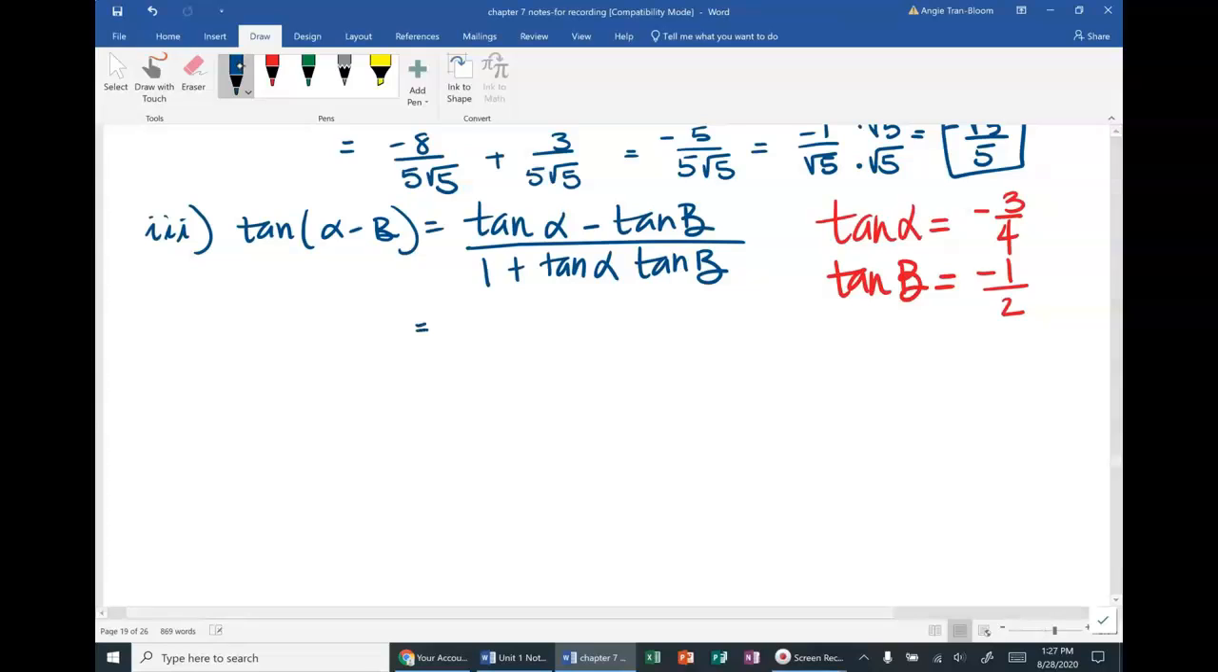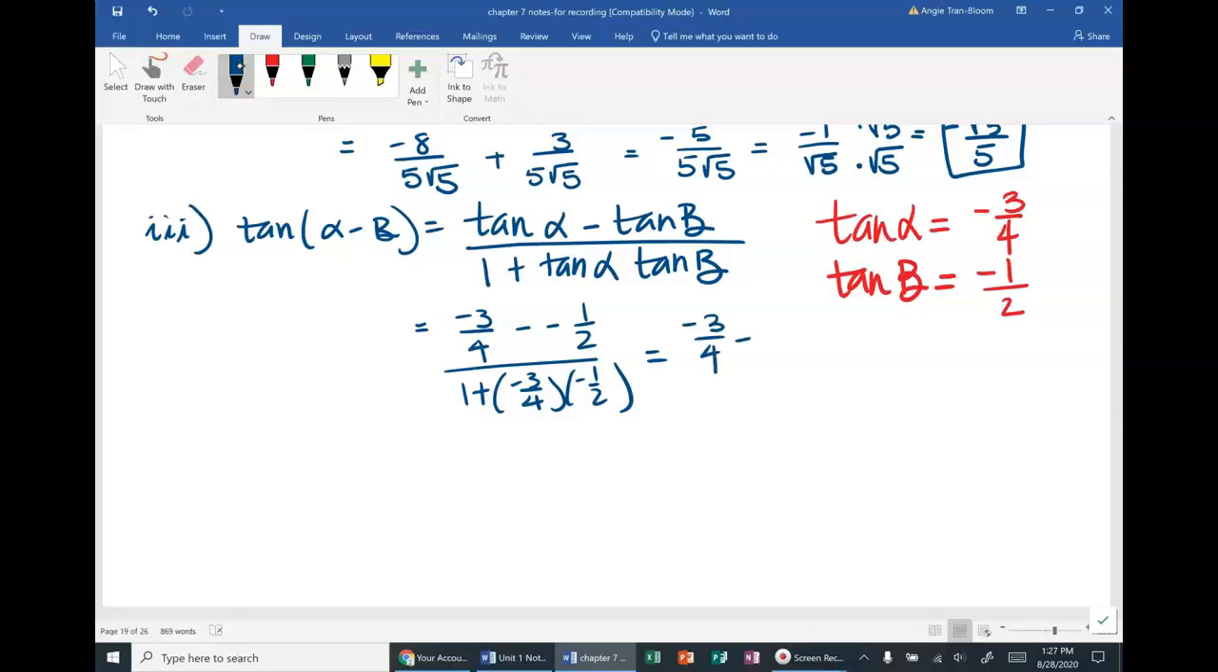All right, here we go. Tangent of alpha is negative 3 over 4. Take away negative 1/2 all over 1 plus negative 3 over 4 times negative 1/2. And from here, let's simplify. Looks like on the numerator, I might need to find a common denominator. So this is negative 3 over 4 plus 2 over 4. On the denominator, I don't need it quite yet. I'm going to multiply. Negative 3 times a negative 1 is positive 3 over 8.